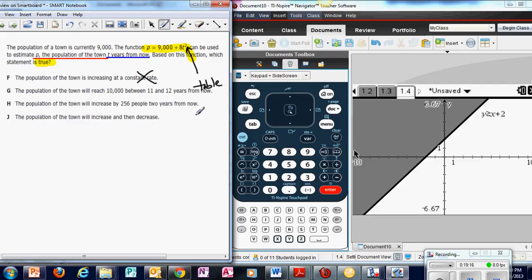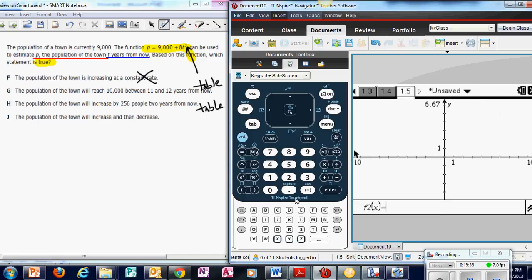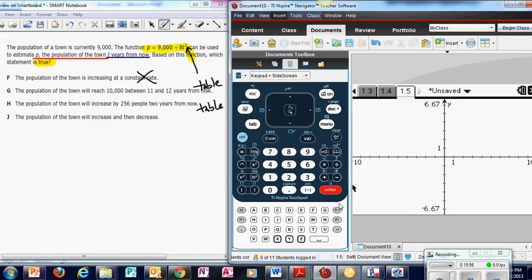The population of the town increases by a specific amount in 2 years. Again, I can utilize the table. And then the town will increase and then decrease. Okay, well, we just said earlier, since it's quadratic, it's going to either increase then decrease or vice versa. So let's go ahead and graph this. So again, I'm going to insert a new graph. And my equation is y equals 9,000 plus 8t squared. But I will not type a t, I have to type an x. Whenever you're graphing, change all those independent quantities to x's. That's the only way it works.